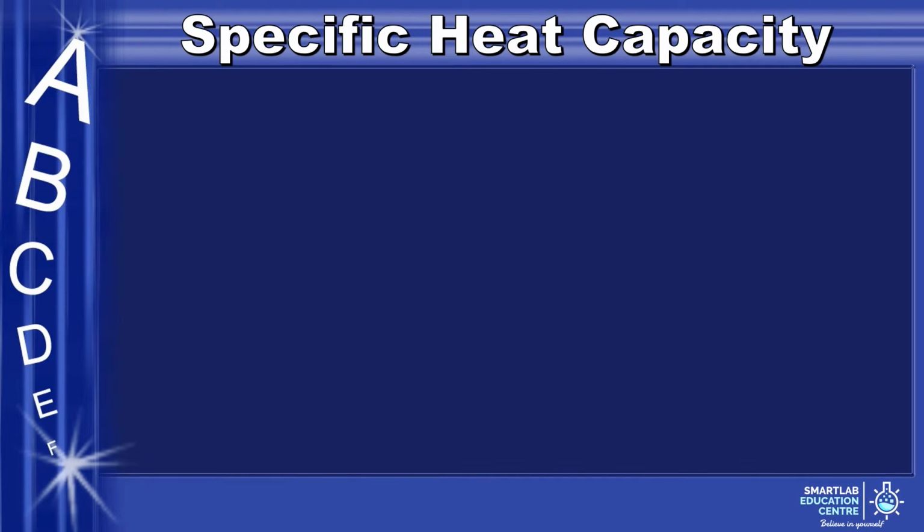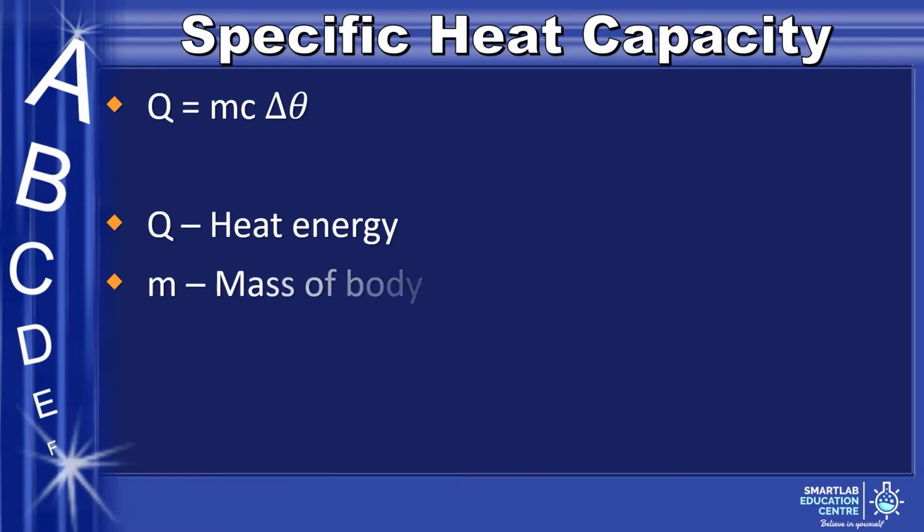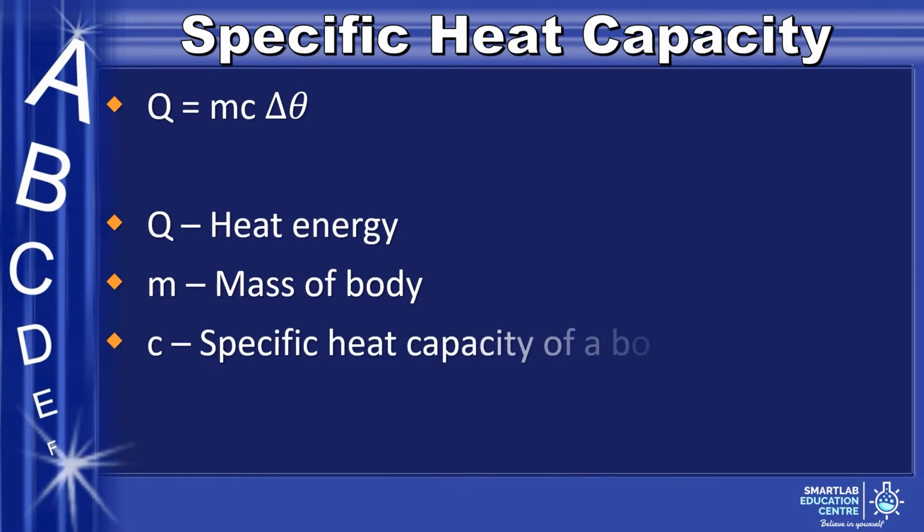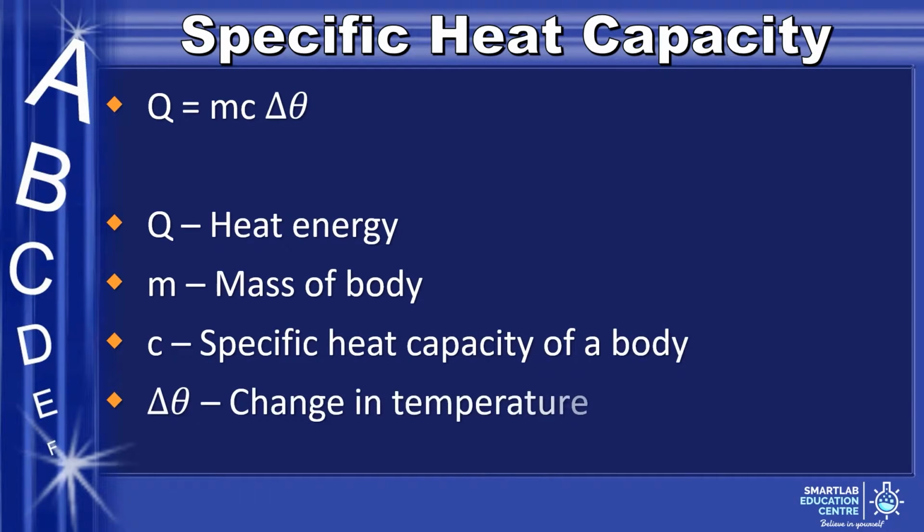We can use specific heat capacity to find the change in heat energy of a substance by using this equation, where Q is the heat energy of a substance, m is the mass of the body, c is the specific heat capacity, and delta theta is the change in temperature.